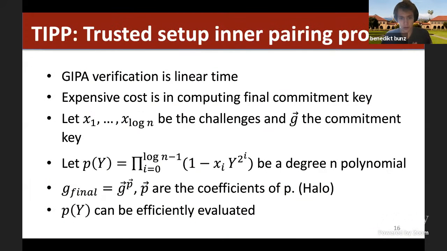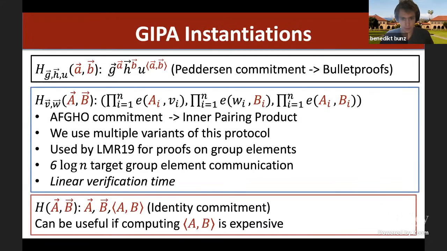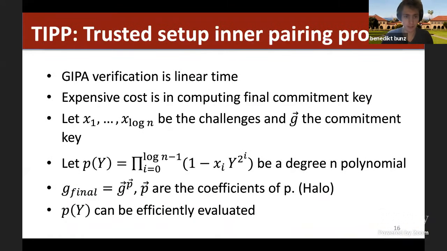So now we have this nice protocol for these pairing arguments, and there's even been prior work on exactly that by LMR 19. But this protocol still has linear verification time. It turns out that the expensive cost for the verifier in GIPA is computing the final commitment key. In every round, you have to update your commitment key, and in the end, you have a final commitment key.